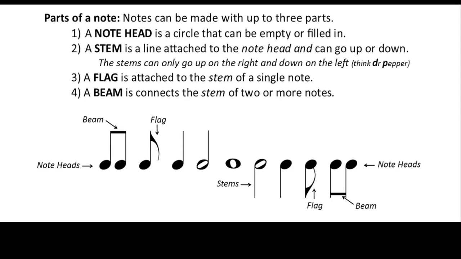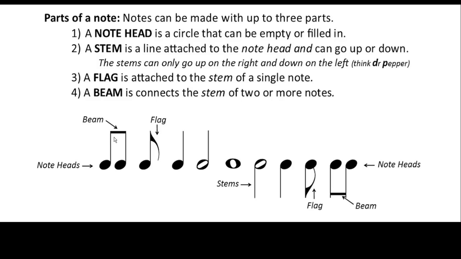A note can be made with up to 3 parts. The note head is the circle, and they can be filled in or they can be empty. Now the note heads are very important because they name the note depending on where they are at on the line or the space on the staff.